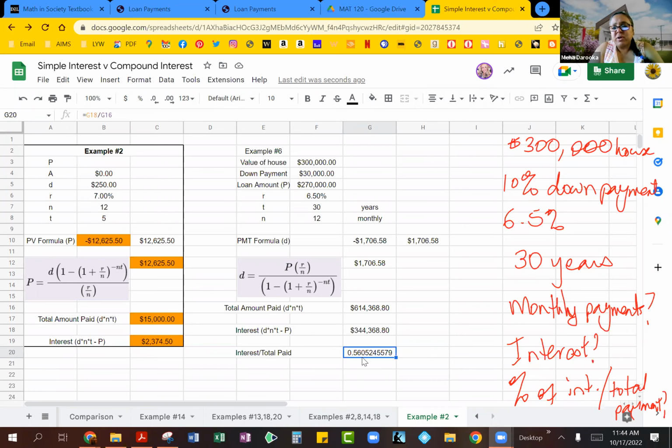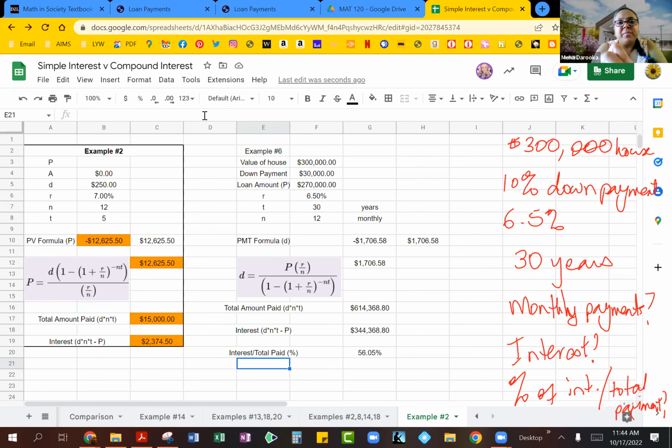So just take your formatting, guys, and change that decimal to a percentage. So as you can see, this will come out to be 56.05%. More than half of the payment that Lynn has made towards this loan is basically going towards interest.